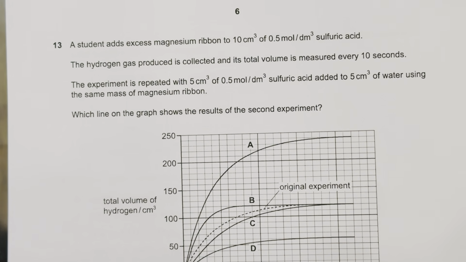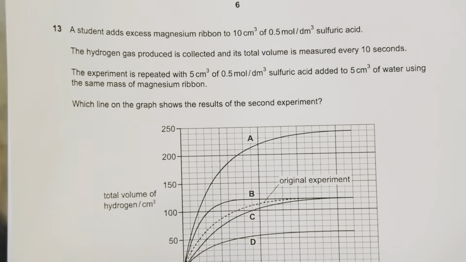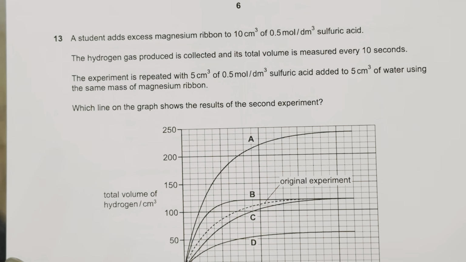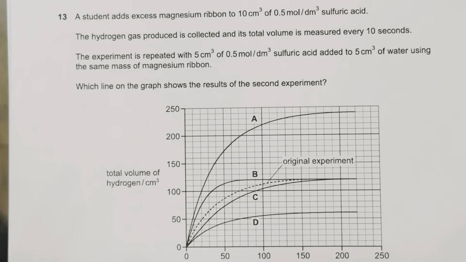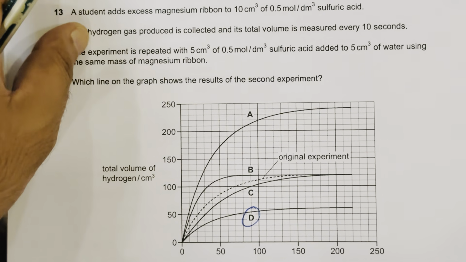Moving to question number 13. 13 is a very interesting question. A student adds excess magnesium ribbon to 10 cm cube of 0.5 mole per dm cube sulfuric acid. The hydrogen gas produced is collected and its total volume is measured every 10 seconds. The experiment is repeated with 5 cm cube of 0.5 mole per dm cube sulfuric acid added to 5 cm cube of water using the same mass of magnesium ribbon. Which line of the graph shows the result of the second experiment? So we note that over here it is half of it. So if time is 100, then half would be 50. So option number D is the right answer due to half of the concentration.